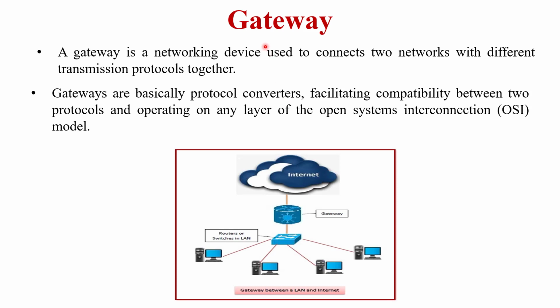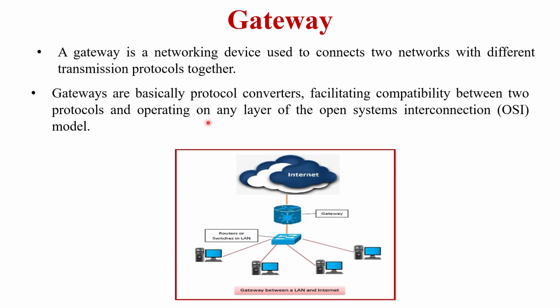Next device is gateway. Gateway is a network device used to connect two networks with different transmission protocols together. Or we can say that gateway is a network device used to connect two or more dissimilar networks, the networks having different protocols. It establishes an intelligent connection between the local network and the external network. Gateways are basically called protocol converters because they facilitate compatibility between two protocols. Gateway can operate in any layer of the OSI model.